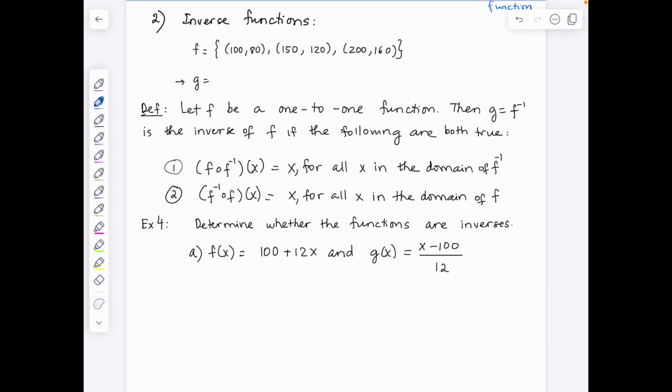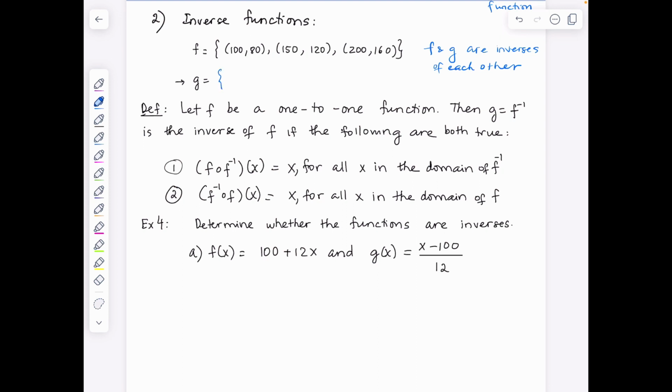Now let's talk about inverse functions. So here I have a function f with three ordered pairs. We say that f and g, which is another function, are inverses of each other if the domain of f is the range of g and the range of f is the domain of g.